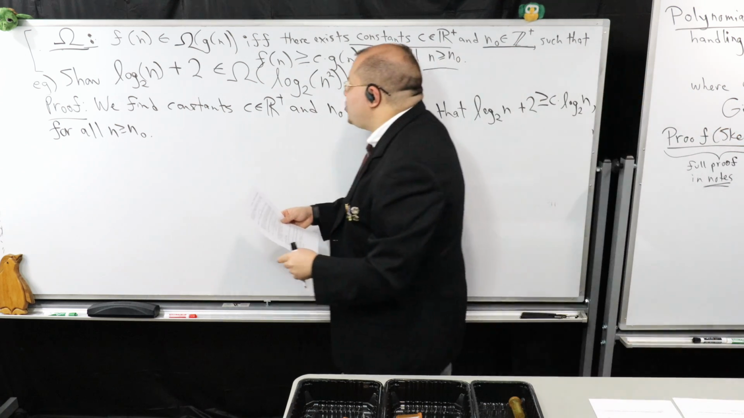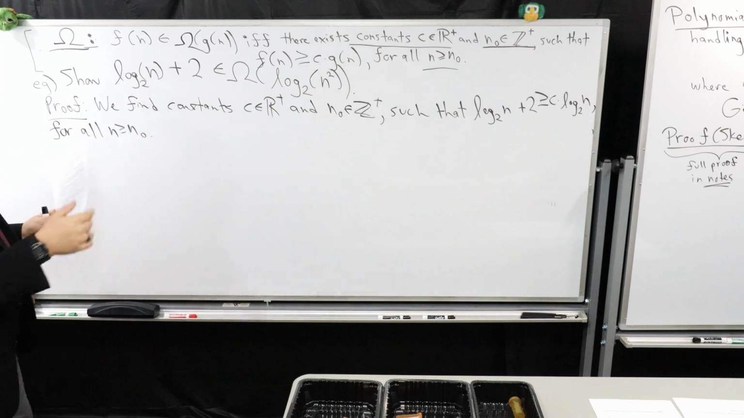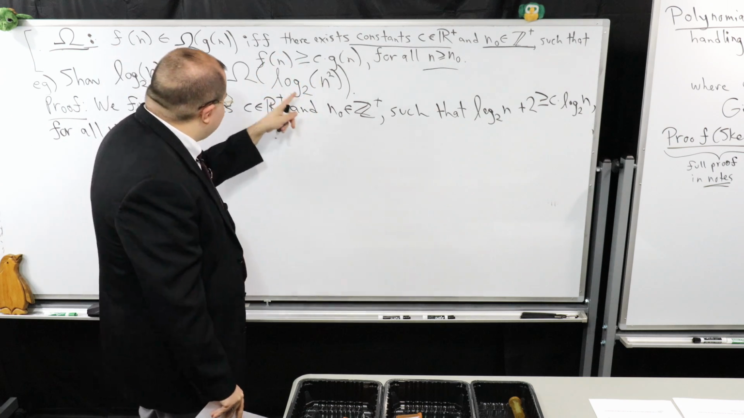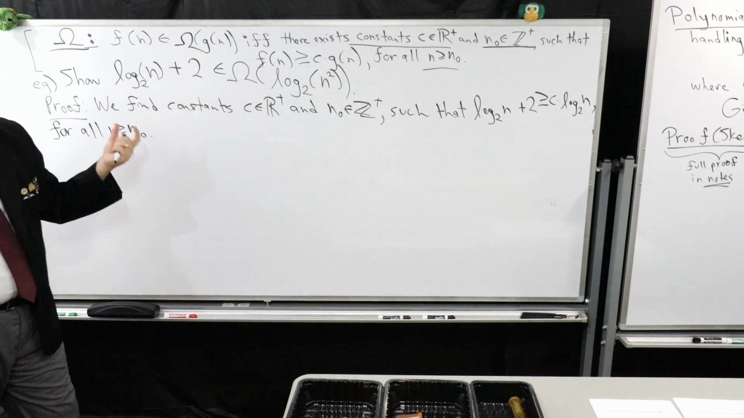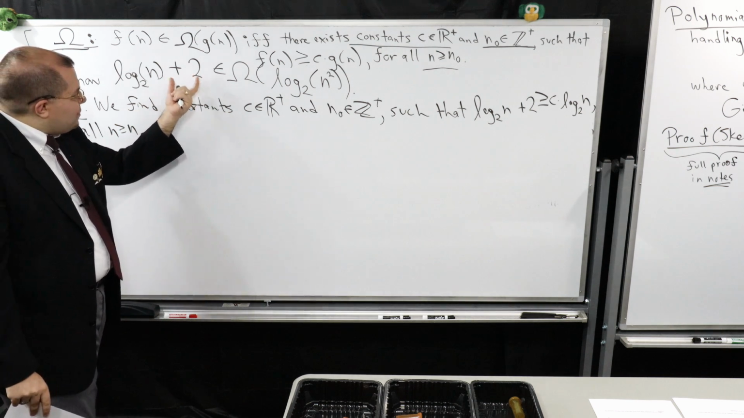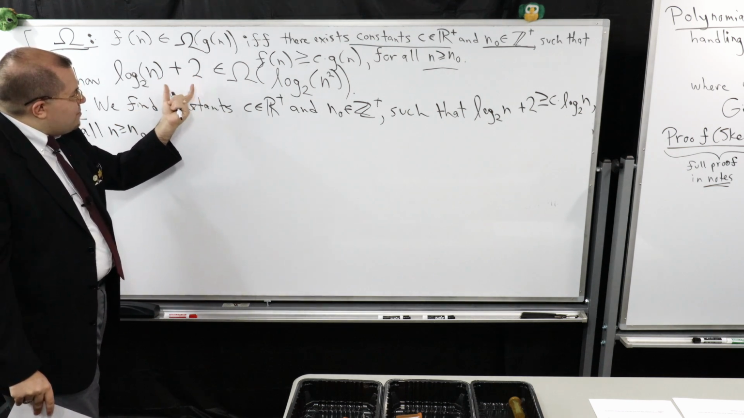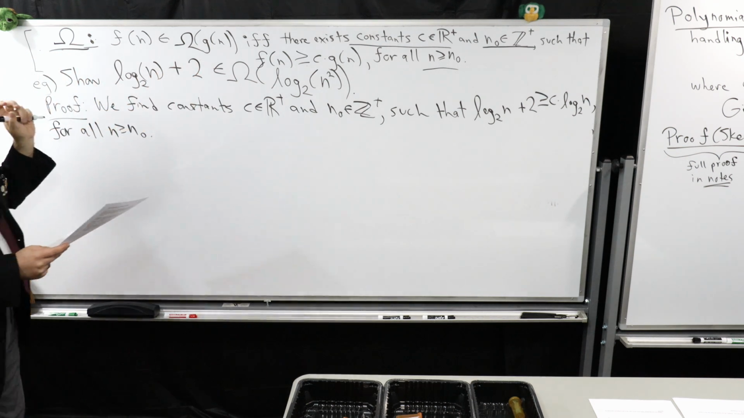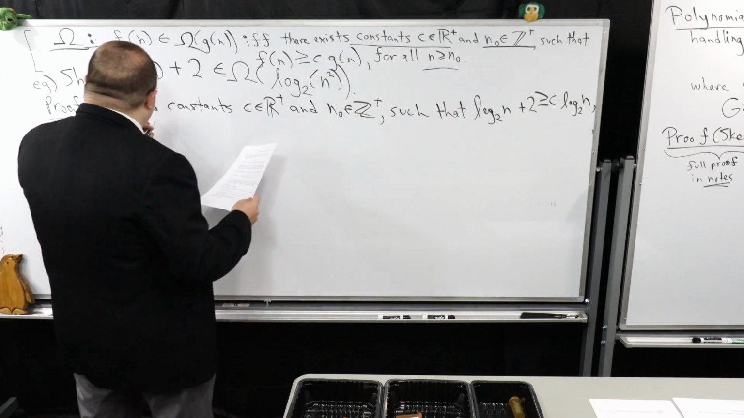Now, I'm going to try to use a strategy that's kind of similar because I have something that looks like a log on this side and I have a log on this side, but I'm going to try to pick c so that I can account for this 2 here, but write something that is a little easier for me to follow through with.